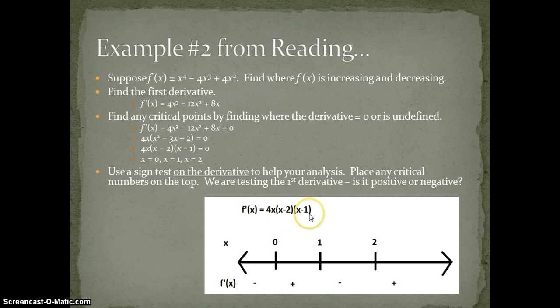and negative 1 minus 1, which is also negative. So we have three negatives. Three negatives multiplied by each other will give us overall a negative. And we put that to the left of 0.